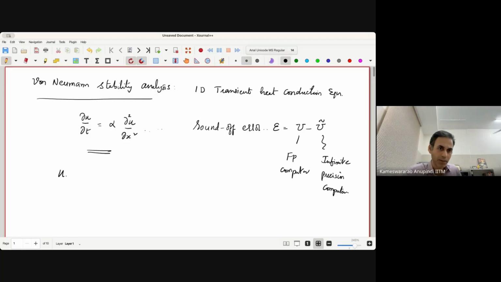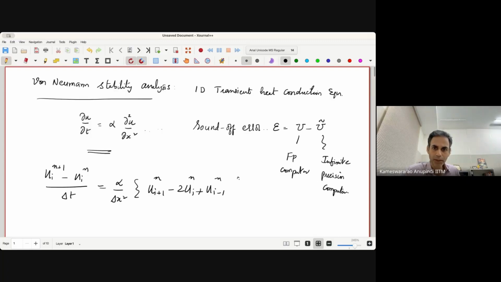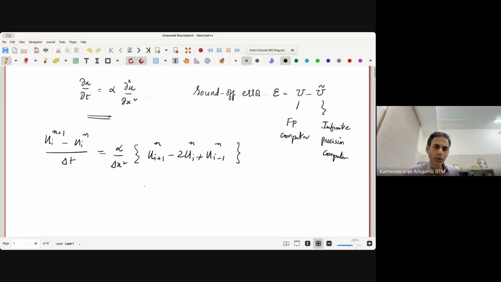So what we said was, of course, we would need to first discretize this continuous equation, and then we said the discretized equation for the explicit Euler method looks like u_i^(n+1) minus u_i^n divided by delta t equals alpha by delta x square times (u_(i+1) minus 2 times u_i plus u_(i-1)), all of them obtained at the time level n on the right-hand side. So this is going to be the discrete algebraic equation set, right? Because we're going to apply the same equation at different points along the entire domain and for different times.